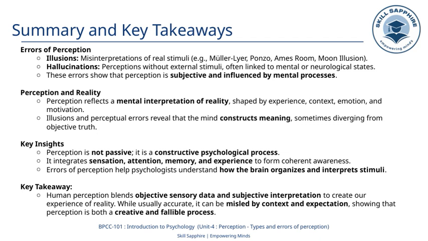For example, illusions like the Müller-Lyer or Ponzo show how our brains interpret visual cues differently, sometimes leading us to see things that aren't actually there or misjudge distances and sizes. Hallucinations, on the other hand, are perceptions without any external stimuli, often linked to mental or neurological conditions, reminding us how complex and delicate our perceptual systems are.